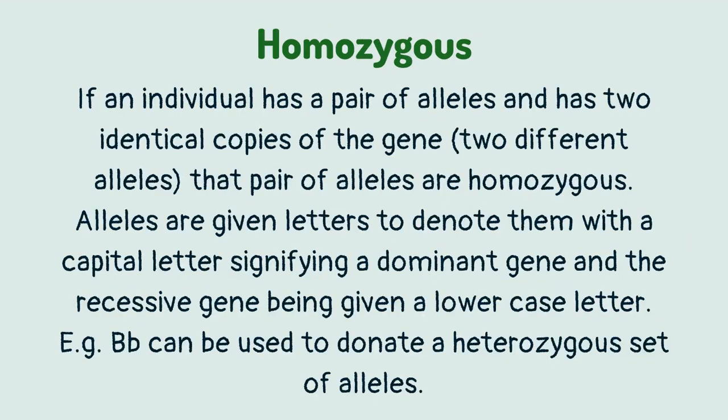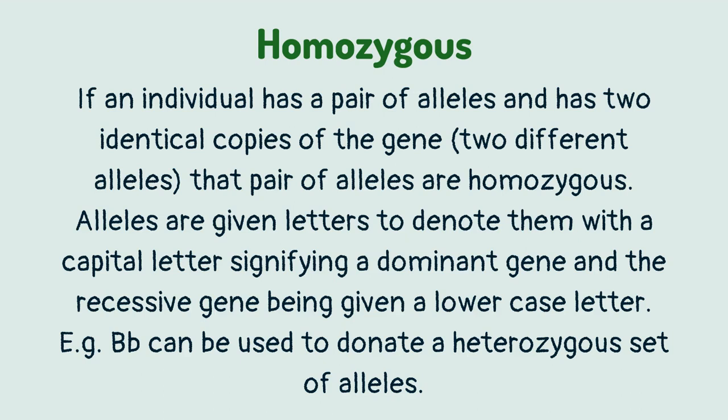If an individual has a pair of alleles and has two identical copies of the gene, that pair of alleles is homozygous; two different alleles are heterozygous. Alleles are given letters to denote them, with a capital letter signifying a dominant gene and the recessive gene being given a lowercase letter. E.g., capital B and a lowercase b can be used to denote a heterozygous set of alleles.